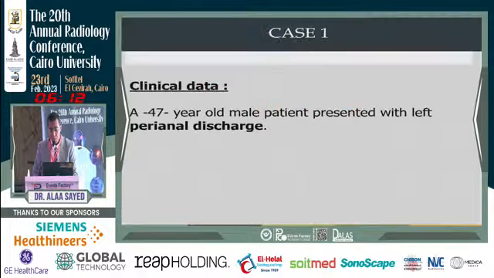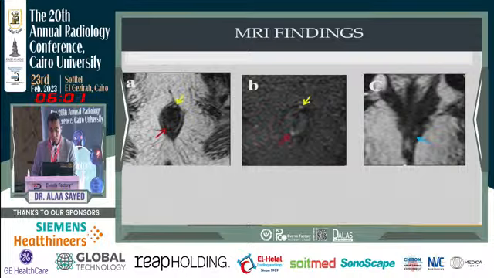Examples for cases presenting with perianal fistula diagnosed by endoanal ultrasound and MRI. First case, a 47-year-old male patient presenting with left perianal discharge. MRI findings A and B, axial T2 and STIR weighted images showing two fluid-filled intersphincteric fistula tracts eliciting high signal abutting the internal anal sphincter at 1 o'clock in yellow arrows and 6 to 7 o'clock in red arrows. Image C, coronal T2 weighted image showing left intersphincteric fluid-filled fistula tract breaching the internal anal sphincter opposite the superficial portion of the external anal sphincter in blue arrow.